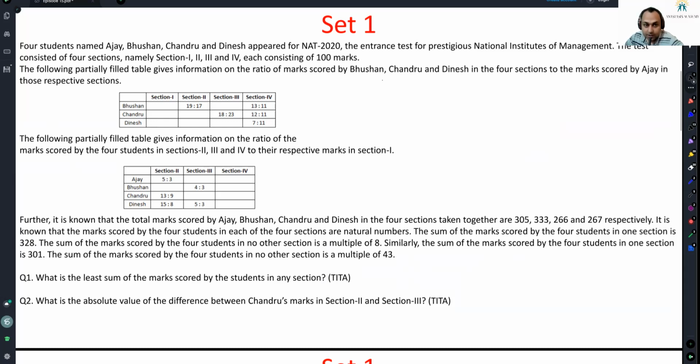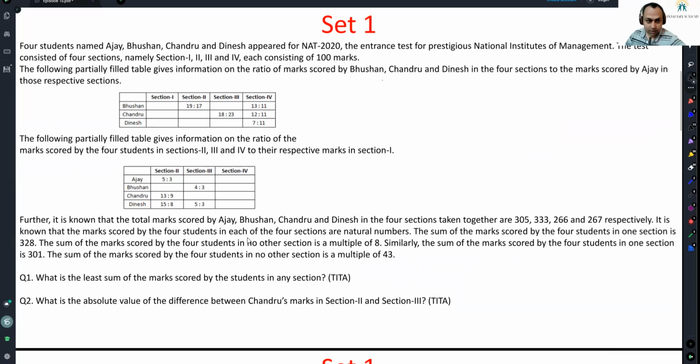So what it basically means is the score of Bhushan in section 2 to score of Ajay in section 2 is in the ratio 19:17. Similarly, score of Chandru in section 3 and score of Ajay in section 3 is in the ratio 18:23 and so on. Okay.